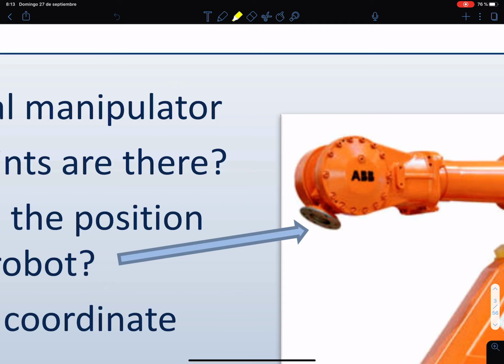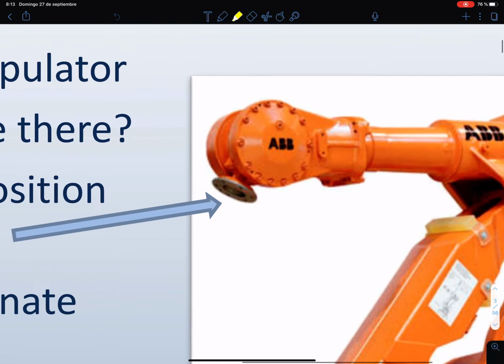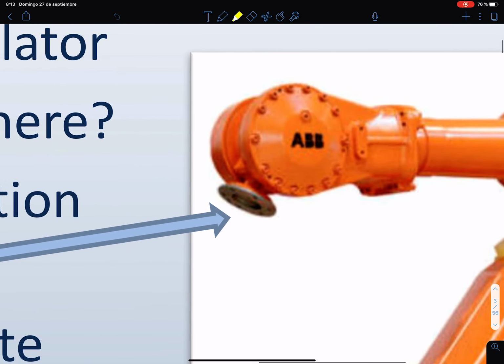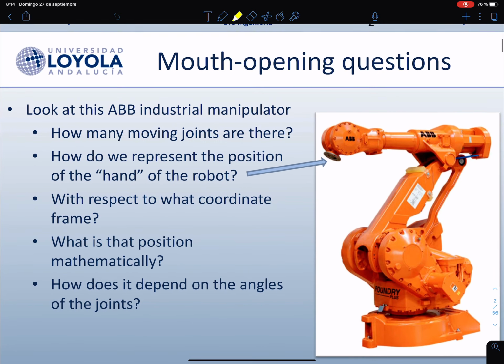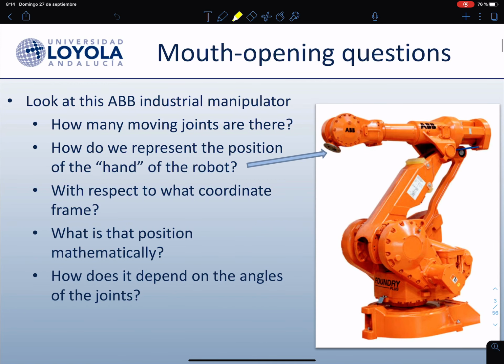The hand of the robot is any tool that is installed at the end of the robot and is normally adapted to the specific application of the robot. So we have counted 6 joints in this robot. But this comes at no surprise, as the joints of the robot are used to place the hand of the robot, the end effector of the robot, in space.